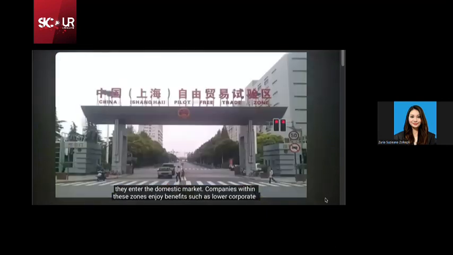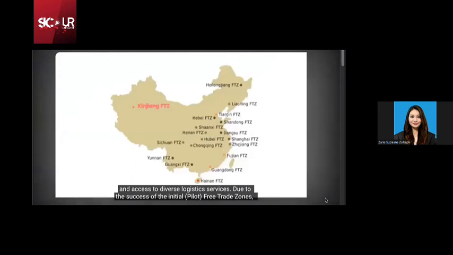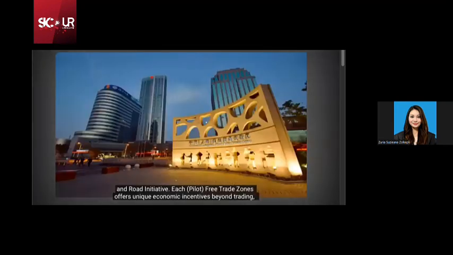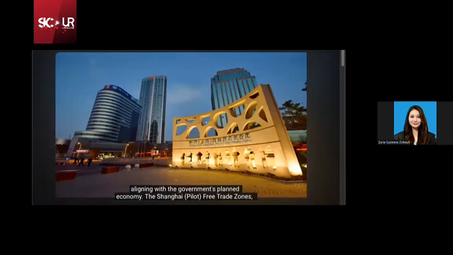Companies within these zones enjoy benefits such as lower corporate tax rates, import tax exemptions, currency conversion freedom, streamlined customs clearance, and access to diverse logistics services. Due to the success of the initial pilot free trade zones, China expanded the concept, establishing a total of 22 pilot free trade zones. The newest one, established in 2023 in Xinjiang, west of China, aims to support China's Belt and Road Initiative. Each pilot free trade zone offers unique economic incentives beyond trading, aligning with the government's planned economy.